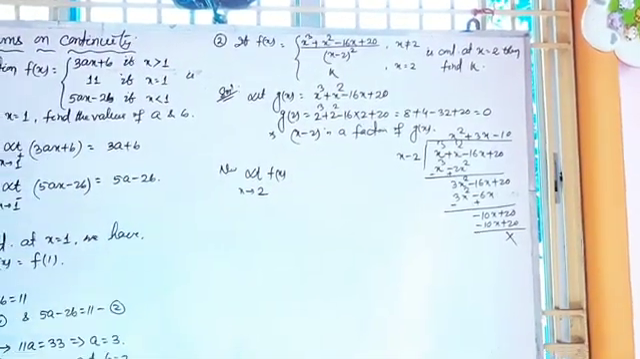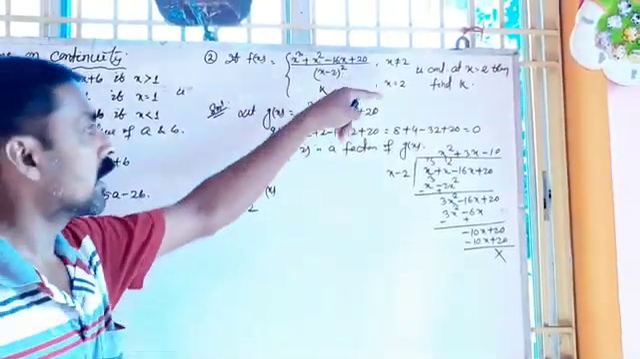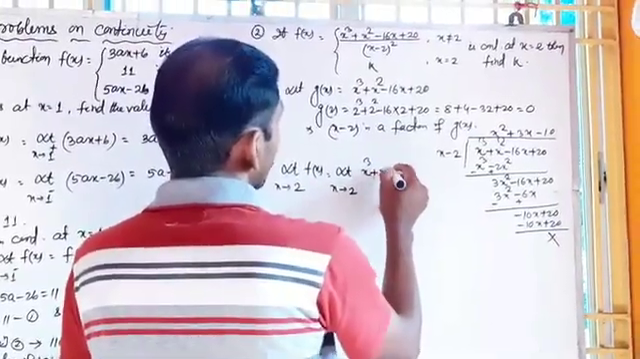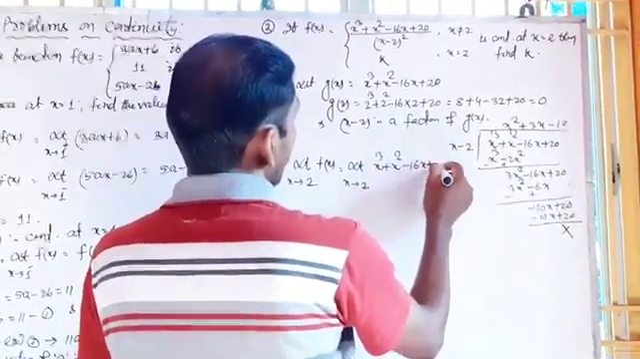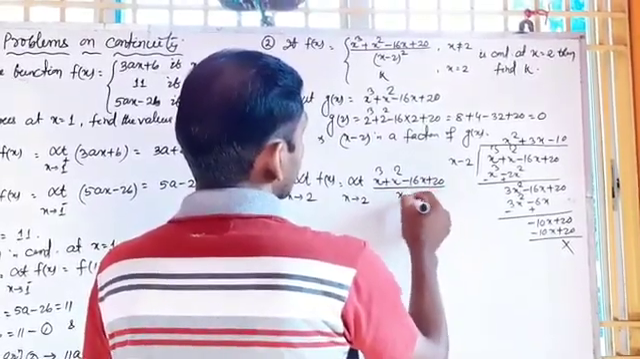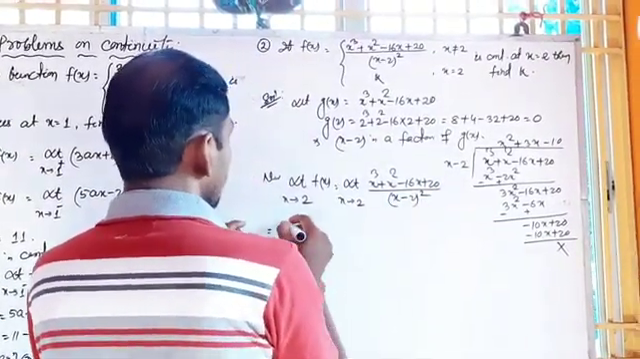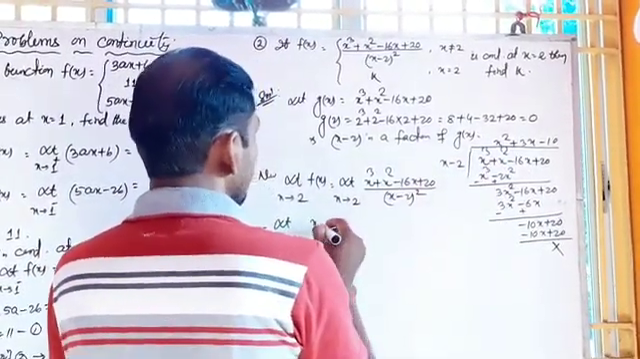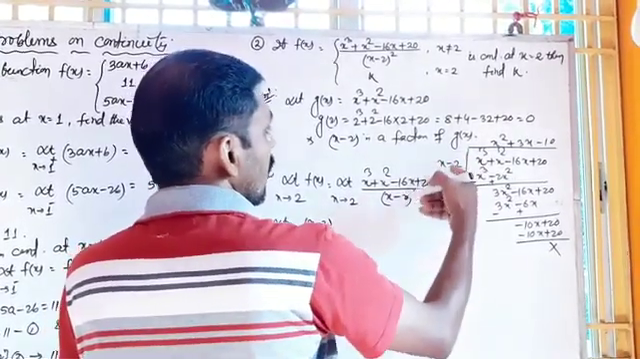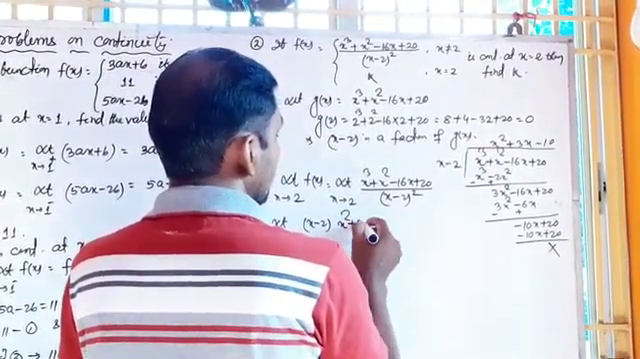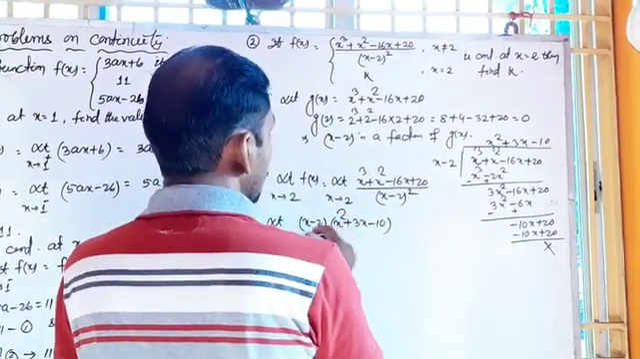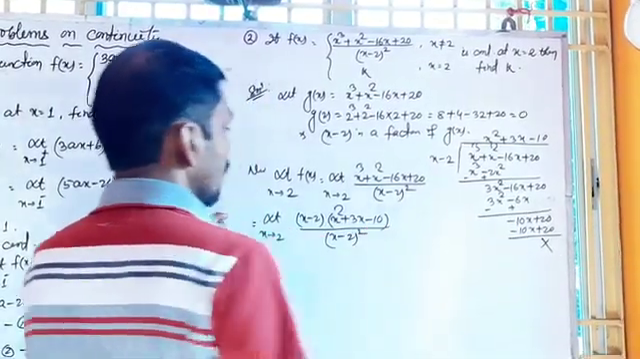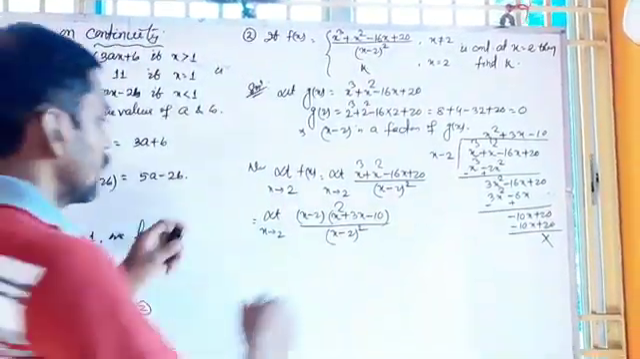Here we will not find left hand right hand limits individually, directly. x cube plus x square minus 16x plus 20. So you can write limit x tends to 2. This value can now be written as x minus 2, the divisor, into the quotient x square plus 3x minus 10, whole divided by x minus 2 whole square.